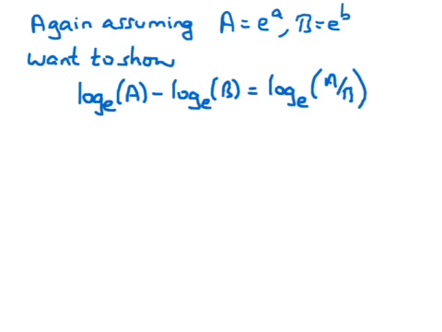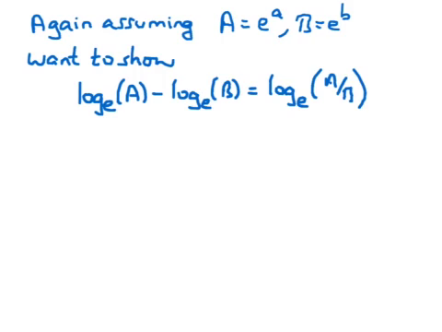So we now want to show this second rule for logarithms, which is very similar to the previous one, except where we previously had a plus sign and here multiplied, we now have a minus sign and here we divide. Again, we're going to assume that we can write capital A, the argument of this logarithm, as e, the base of the logarithm, to a power which we're going to call little a, and capital B we're going to write as the base of our logarithm to the power little b.